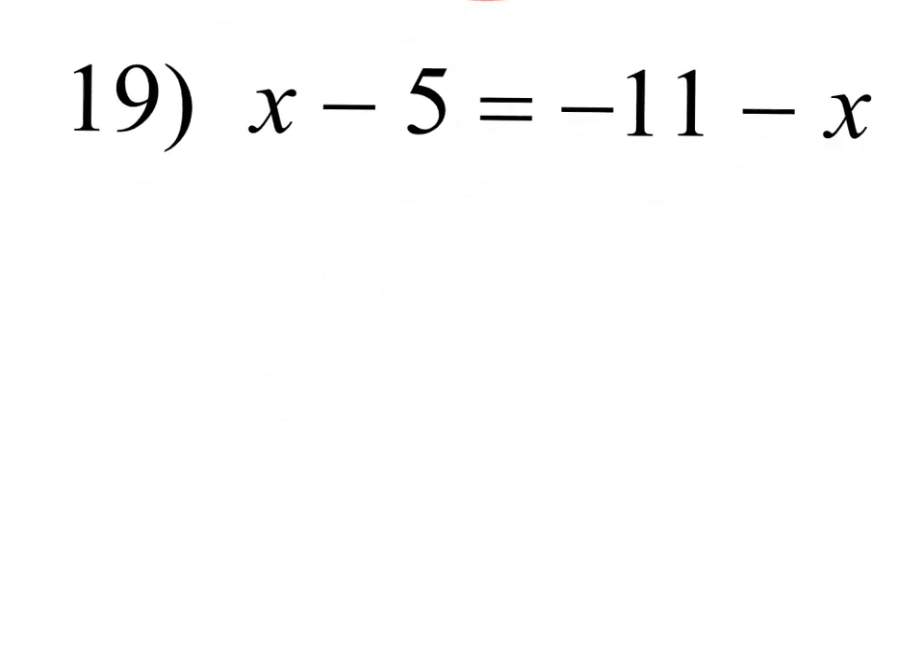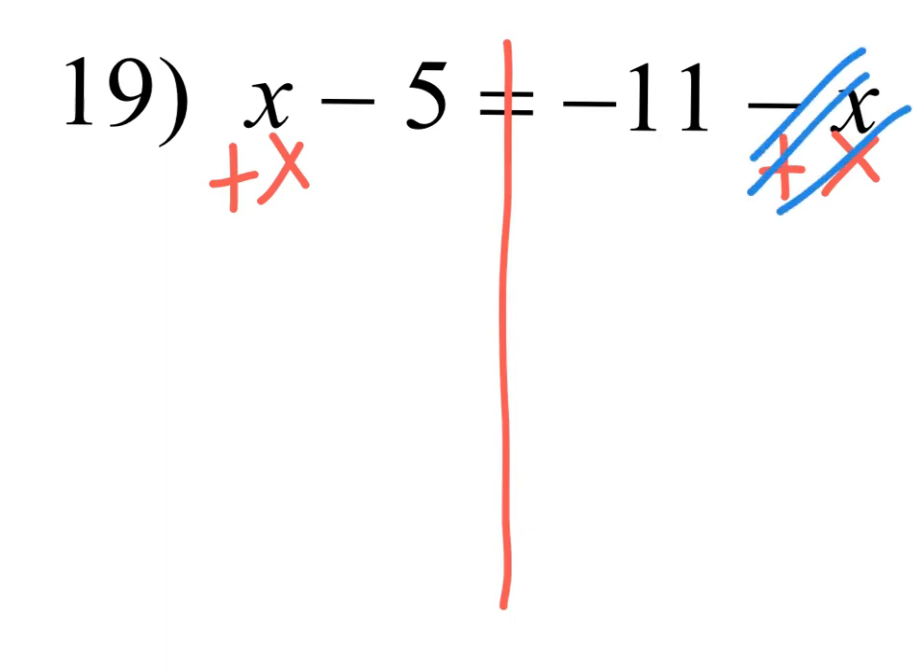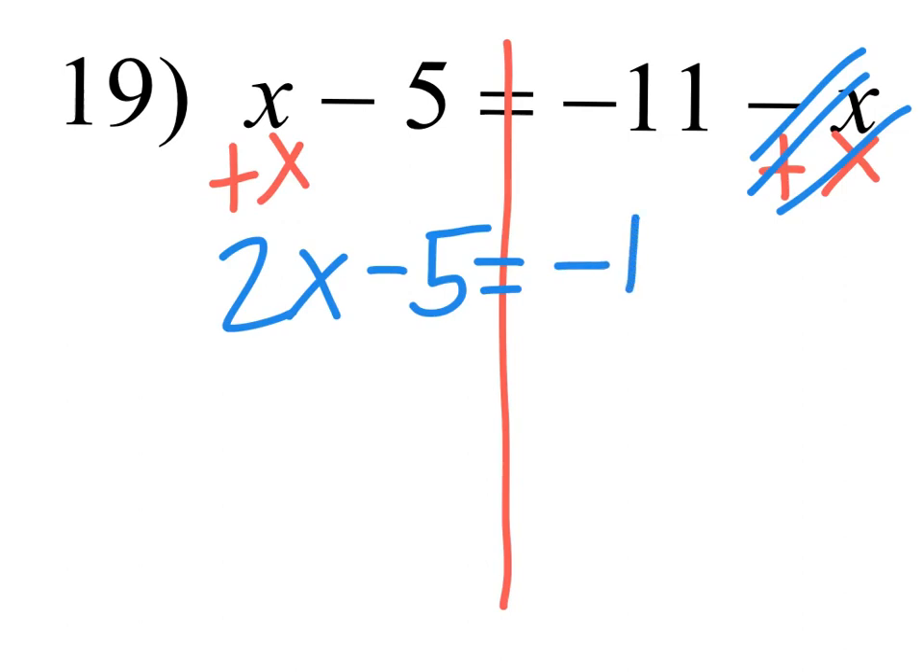For number 19, line down the middle, like always. Between x and negative x, negative x is the smaller one. So to get rid of it, I'm going to add x, or 1x, or however else you want to phrase it. The two x's on the right will cancel out. I have x plus x, so I have 2 x's. Bring my minus 5 down. And then I'm left with negative 11.